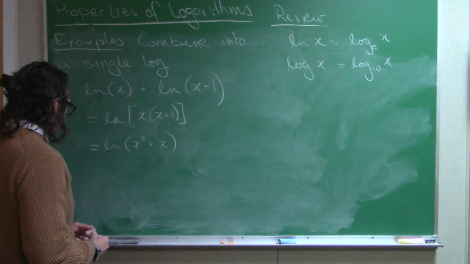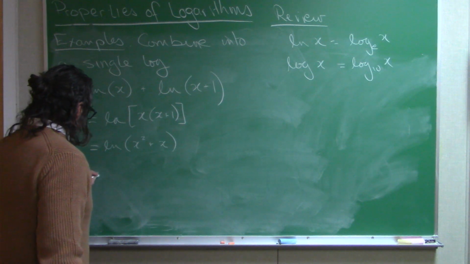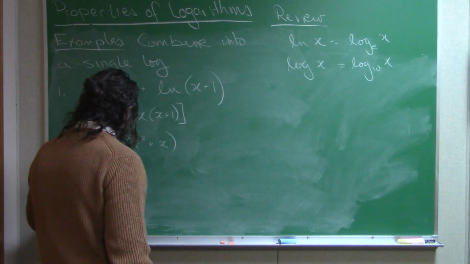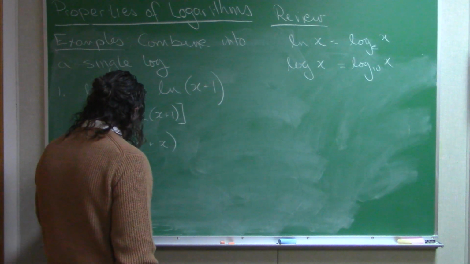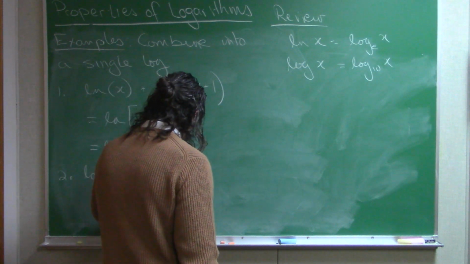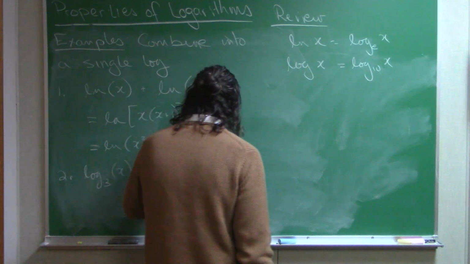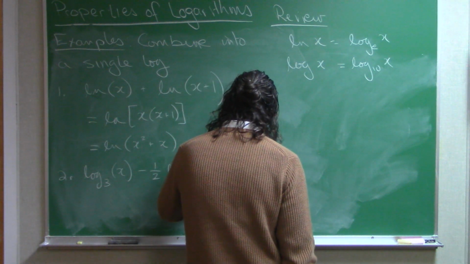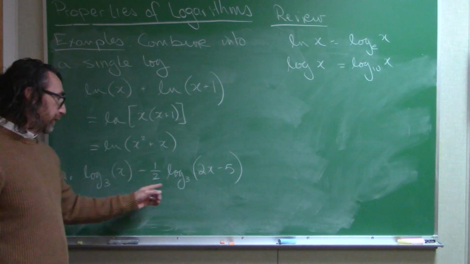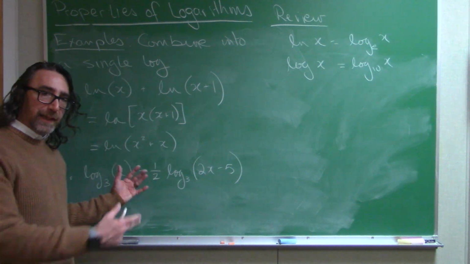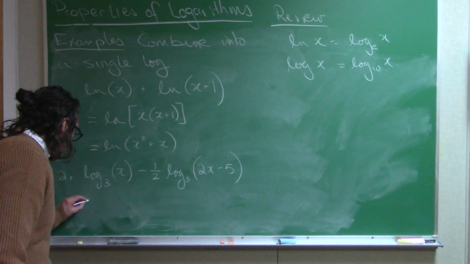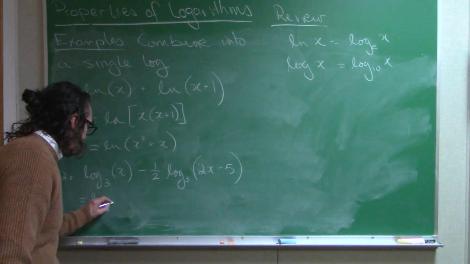Let's take something like this. Log base 3 of x, minus 1/2 log base 3 of 2x minus 5. Okay, now, a little bit of a sticky point here. I can't combine until this is out of the way. Okay, so first thing to do is get that coefficient out of the way.